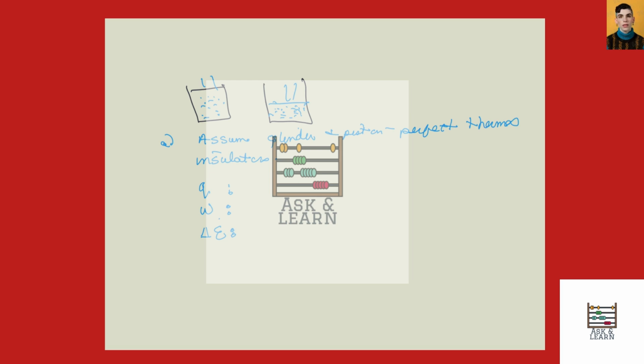Okay, let's see what we figure out here. Q will be equal to 0. Our W will be positive. And our delta E will increase. And this is because this is a perfect insulator, it can't transfer heat. And this is compressing. So W is positive.